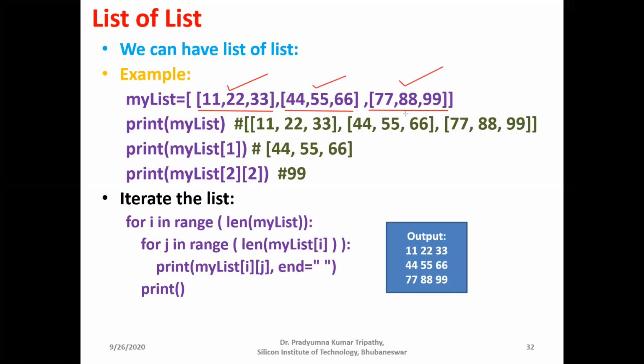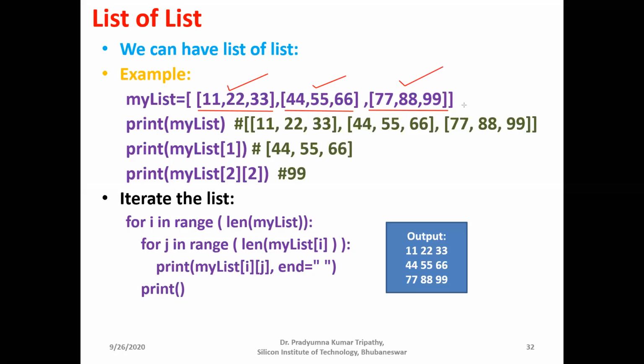So I can have a list which may contain a number of lists as well. When I print this, it will print in this way. If I say my list of 1, that means the first index. The first index is this entire list, 44, 55, and 66, because the index value starts from 0.